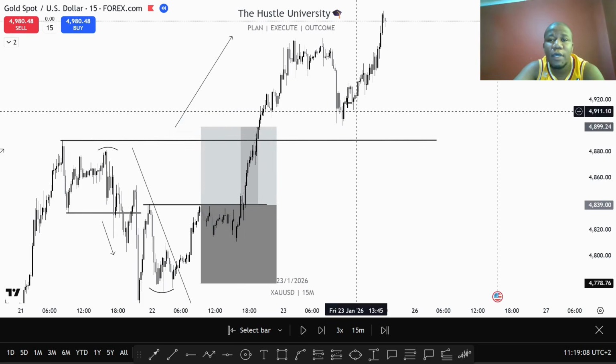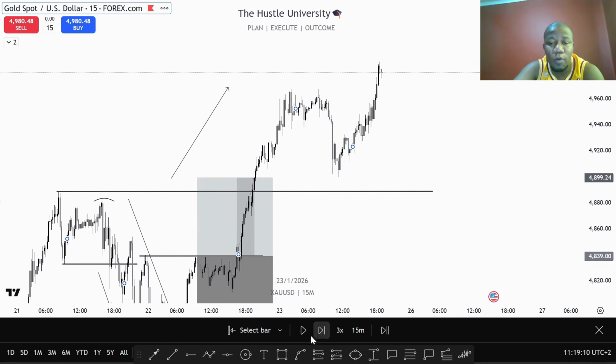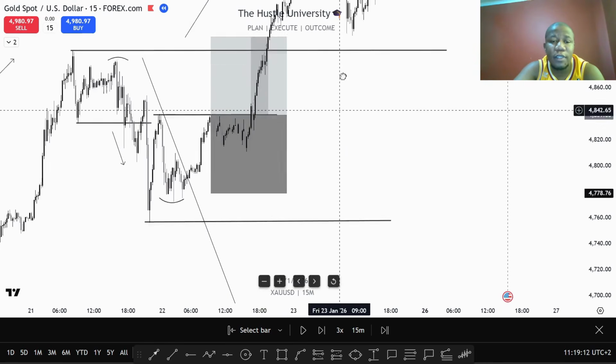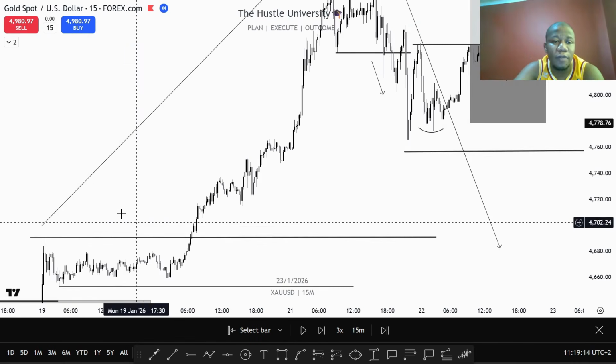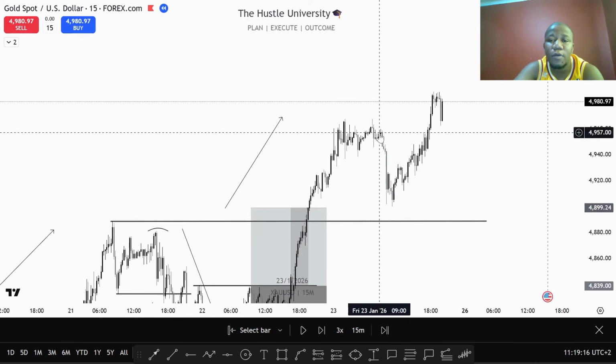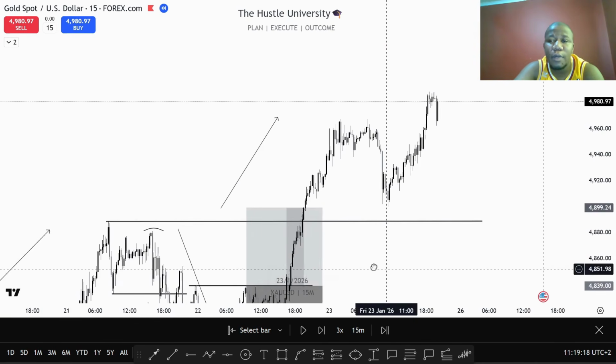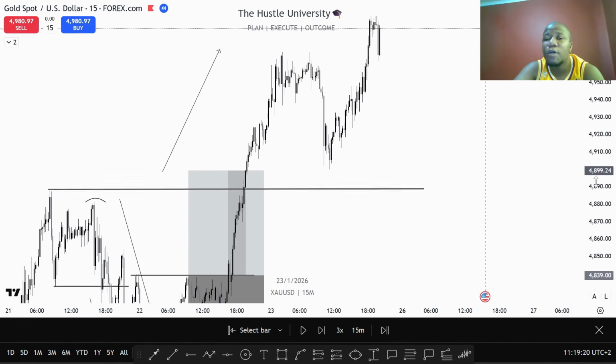As you can see, price didn't come all the way to correct. Same way price didn't come all the way to correct the previous highs on the 1 hour, and same thing also on this 1 hour. Price didn't come back to correct all the way. You get what I'm saying? So same thing.